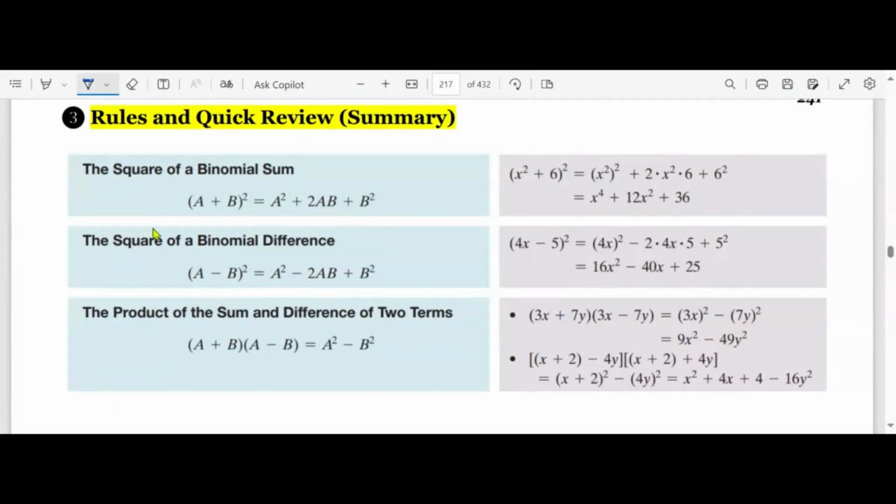Now let's go to the next rule. The product of the sum and the difference of two terms. So I have one times plus, one times negative. So it's going to be a squared minus b squared. Here I have 3x plus 7y, 3x minus 7y. It's the same except the sign is different. So we square the first, you get 9x squared. Square the last, you get 49y squared, and take the negative sign. This is the summary of the entire section. Now we're going to go for step-by-step solutions.